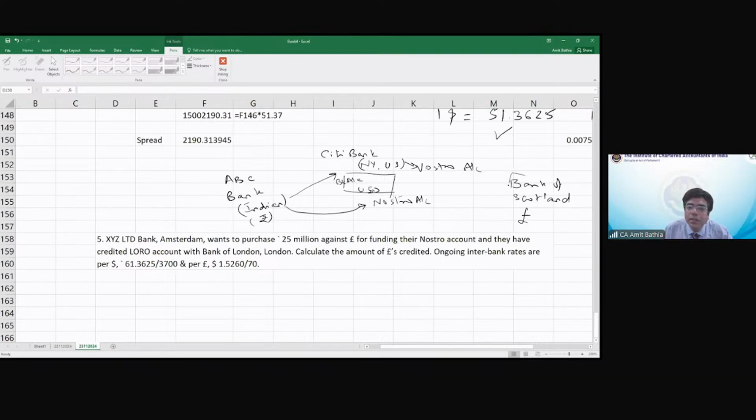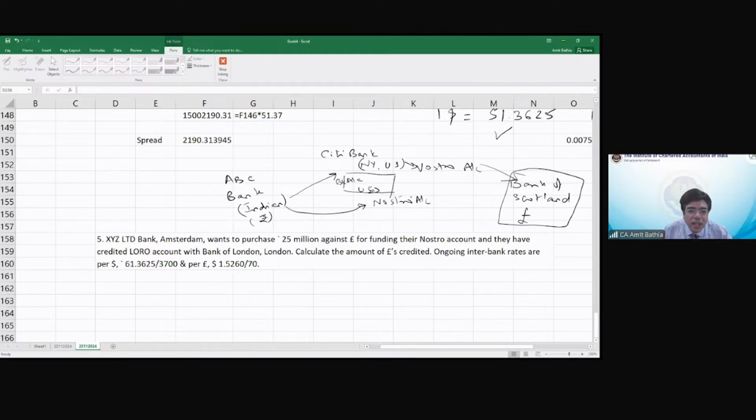Now I don't have this account. So what do I do in that case? This is called a third party. So how do I essentially deal with a third party? I can pay them in dollar terms, but I can't pay them in pound. Nonetheless, Citibank is in a position to do that because Citibank has their own account with Bank of Scotland, right?